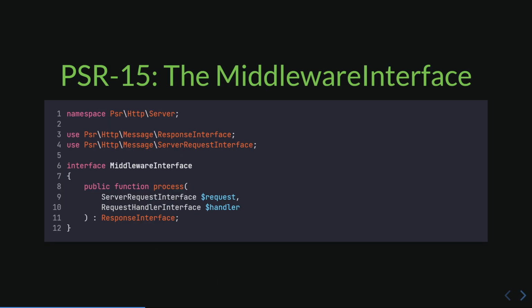The standard interface for a middleware is the middleware interface. This interface defines the process method that must be implemented by any middleware class. The process method is where the middleware logic is executed, and it takes two arguments, the request and the request handler. The request object represents the incoming HTTP request, and the handler is used to pass the request to the next middleware. The process method must return a response object.